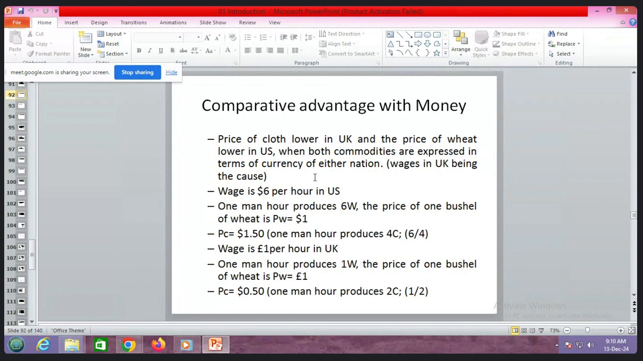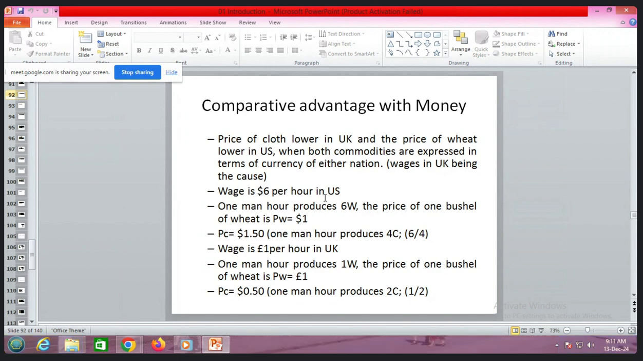So it is not just the efficiency that we are looking at. When we express it in terms of money, we find that the price of cloth is cheaper in UK and the price of wheat is cheaper in US. So how does that happen? So listen to this carefully. There are some calculations involved, which are very simple, but you need to understand how we have got to this figure for your clear understanding.